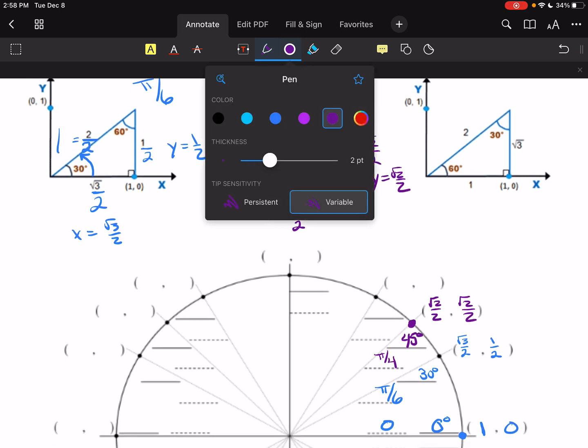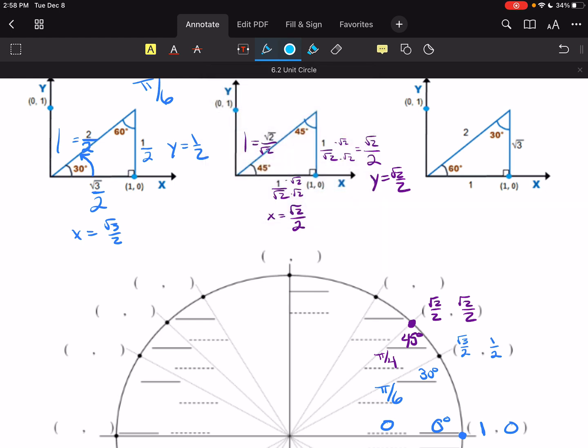The last special right triangle is still a 30, 60, 90 triangle, but the reference angle here is going to be 60 degrees this time. And we'll do that in this color. So dividing by 2, this time the x is going to be 1/2, and the y is going to be the square root of 3 over 2. So closest to the y-axis would be my 60-degree reference angle, and that goes with the pi over 3 radian measure. And then we just saw it has an x value of 1/2 and a y value of the square root of 3 over 2.